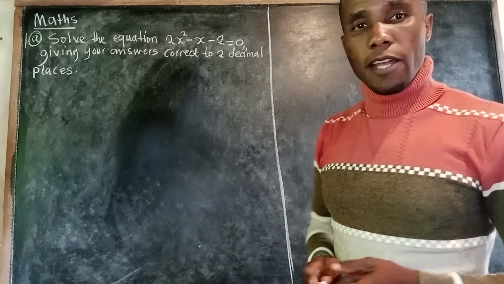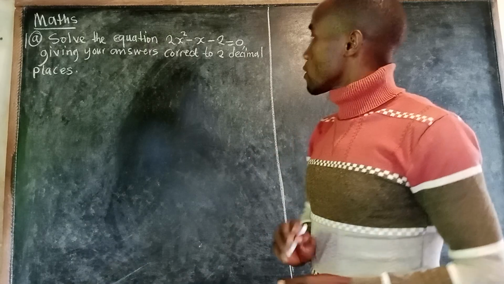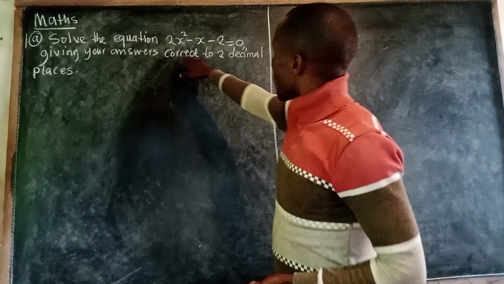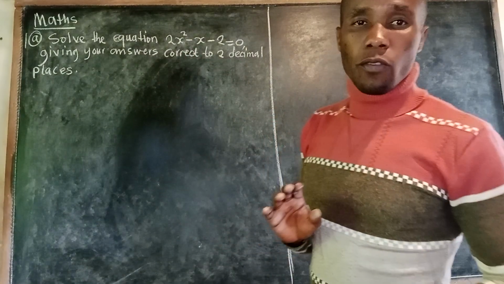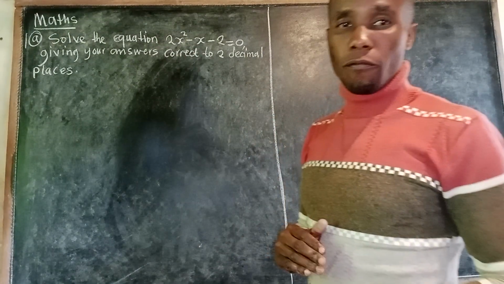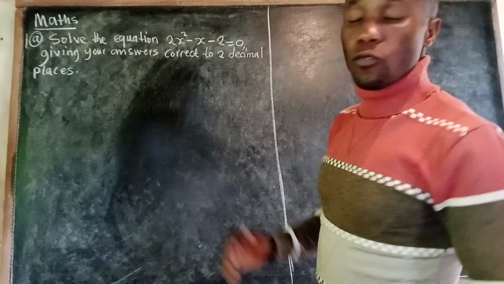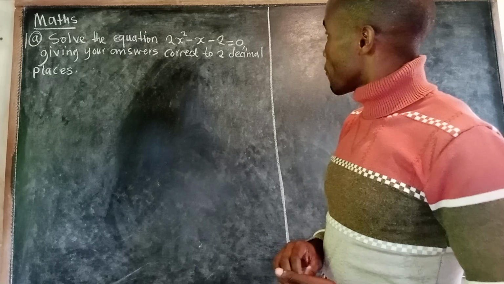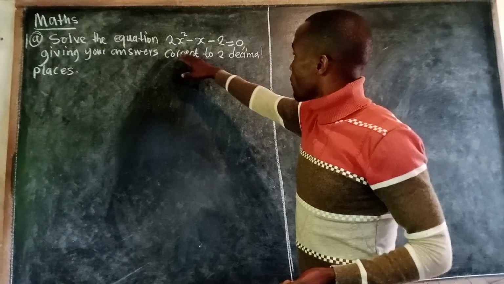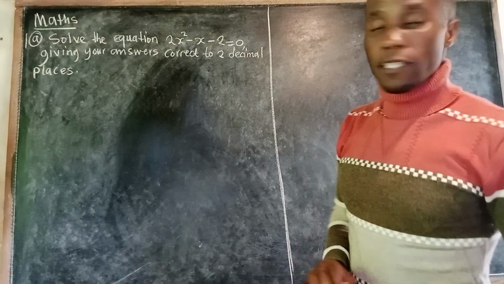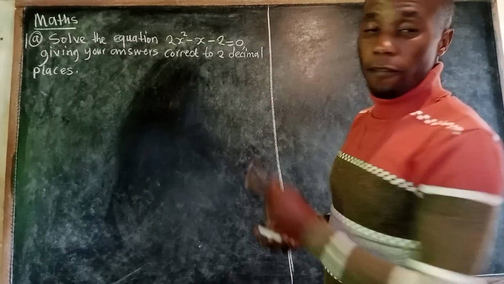Now, one thing that you must note is when you are using the completing square method, if the first term has got a coefficient which is more than 1, you first of all reduce it to 1 as a coefficient. So how do you do that? Looking at the question that we have, the coefficient there is 2, which is more than 1. That is the first step.